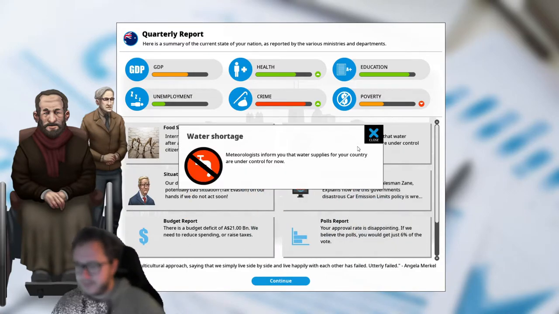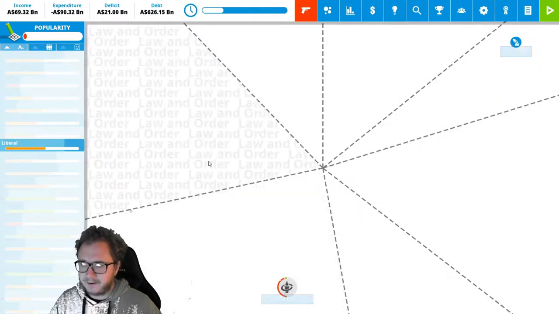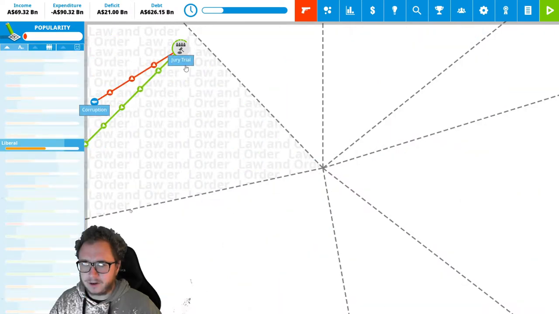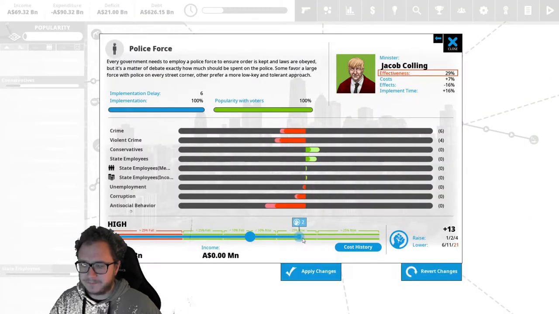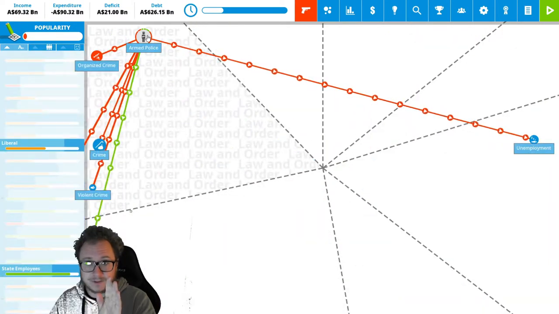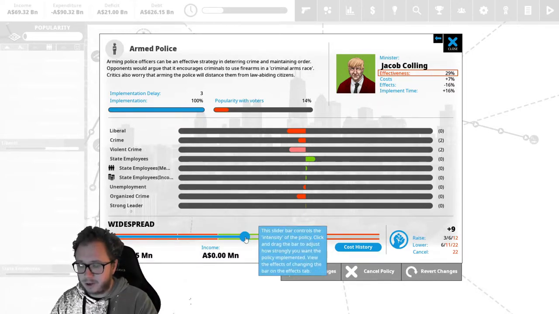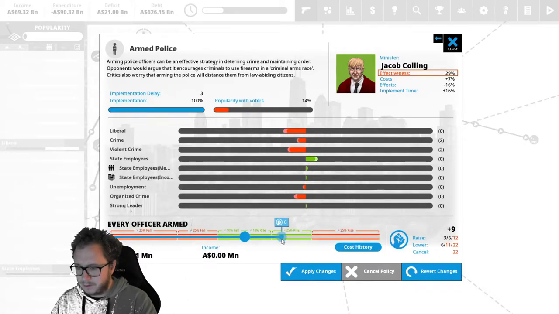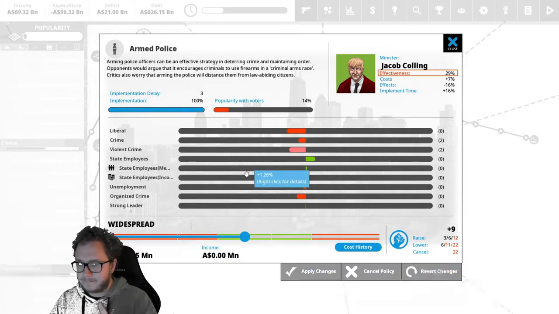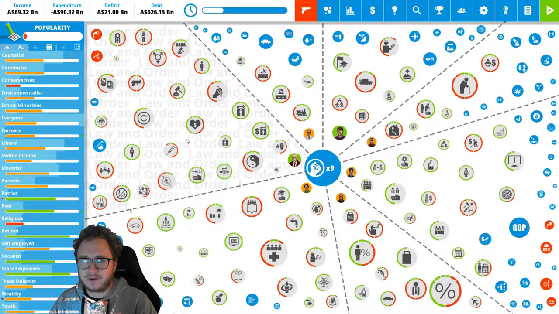Now, I need to sort out the food shortage, and the crime is very high. So I need to do something about the crime. The police force, we'll bring that up, but we're not going to use armed police. We're just going to have the police force. Sorry, we do have armed police. I do apologize. Now, I said I'm not going to bring things down, so... No, I don't want to have every officer armed. I feel like that's too much. We want a widespread. We don't want every officer armed.